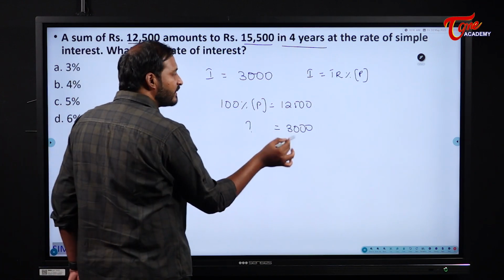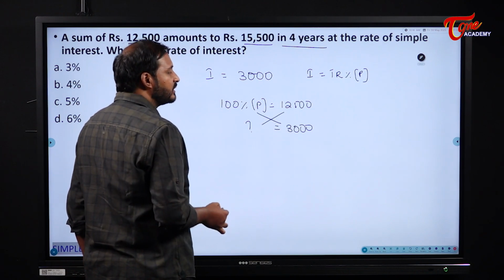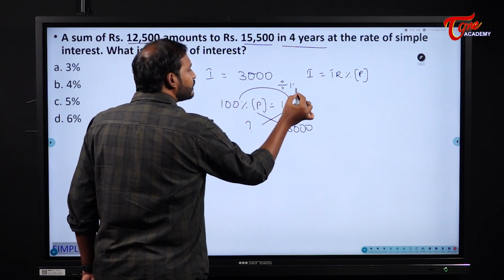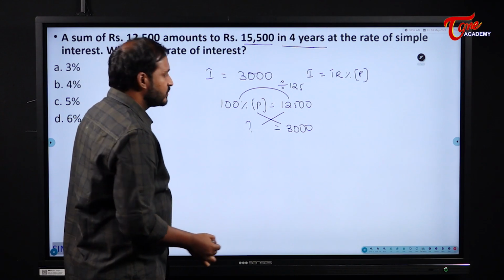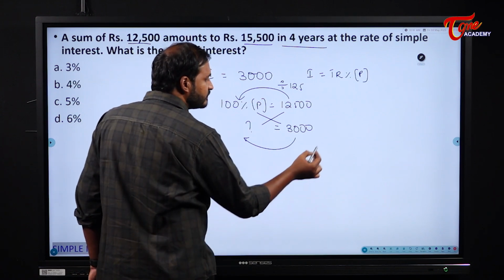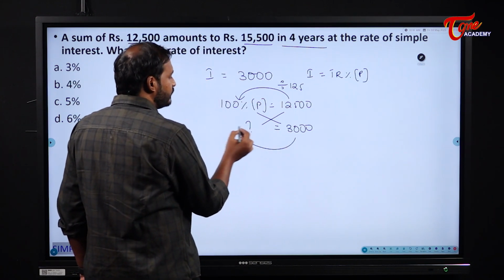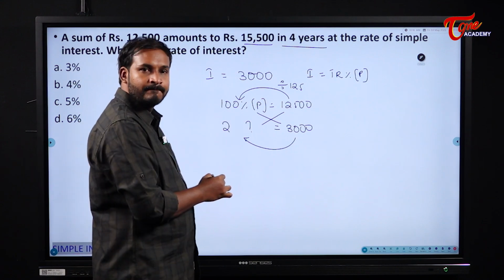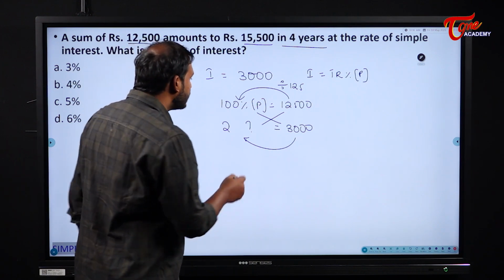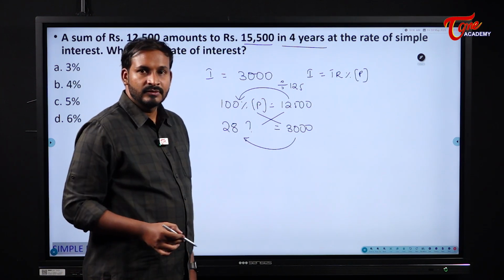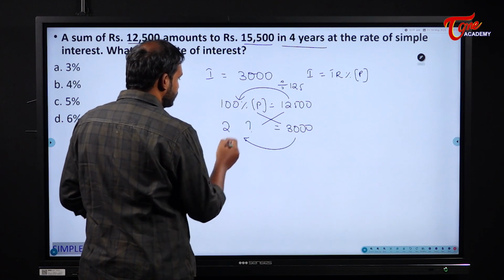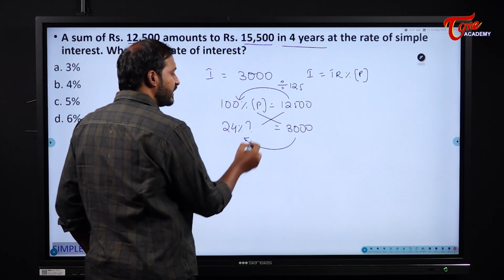Simply cross multiply it. If you are able to identify it, good. If not, what is happening here from here to here? Divided by 125, right? So similarly, from here to here, when you divide 3,000 with 125, what does it become? 125 2s are 250. I will be left with 50 and 500. 8s are, and 500 means it becomes 4s are. 24 percentage.